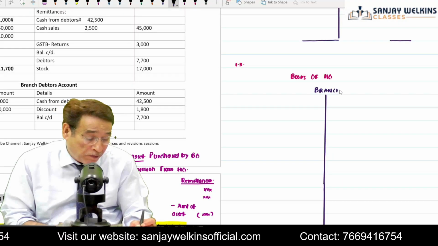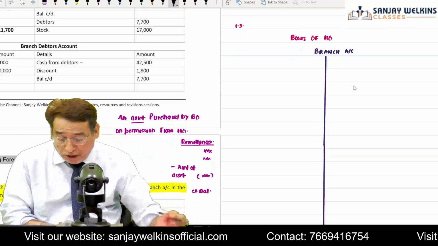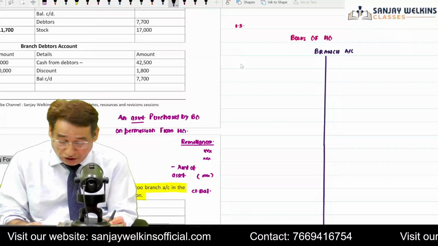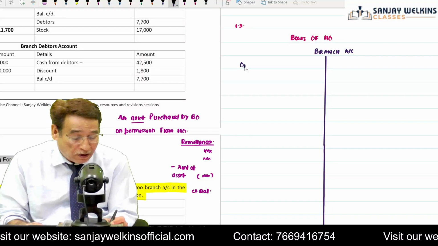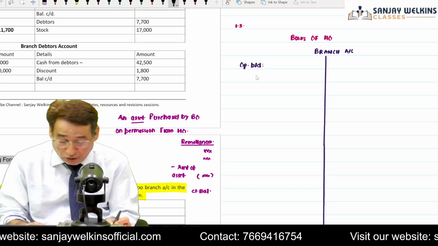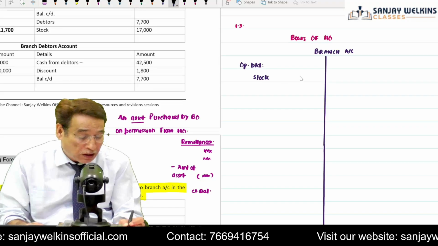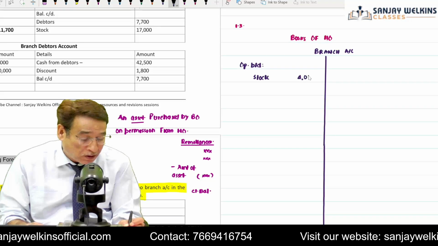So we will prepare the branch account now. And when I am going to prepare the branch account, in this case, the first information is opening stock. So first I write here opening balances. And under the opening balances, I am going to write stock. Amount of stock in the beginning given to us is actually 4,000. So I am going to write here 4,000.